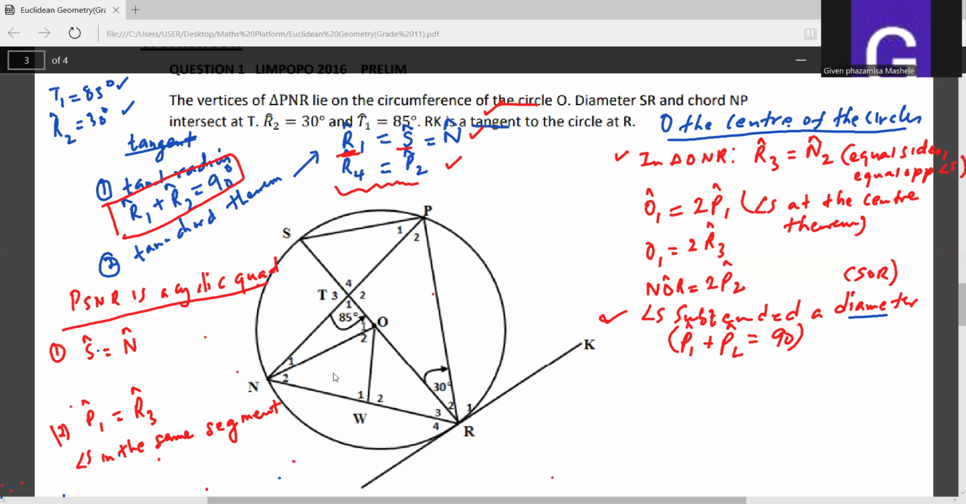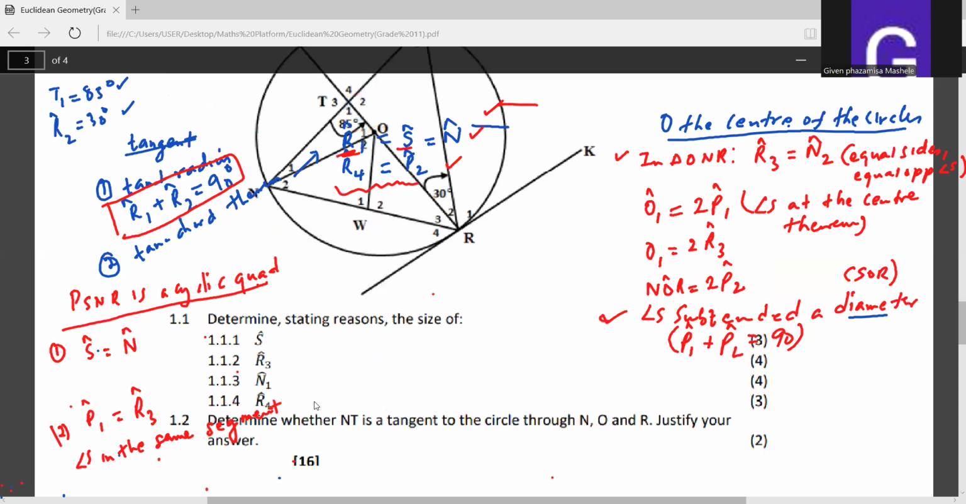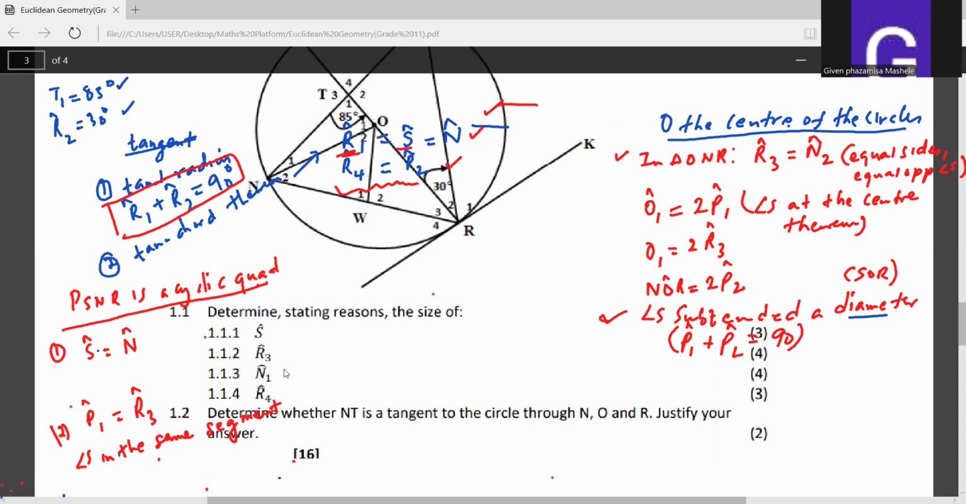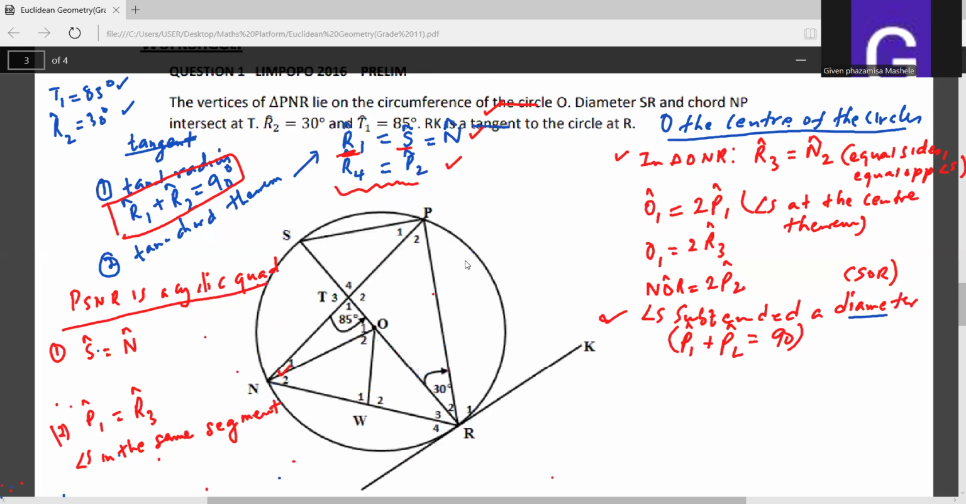We answered 1.1.1 and 1.1.2. Now we have to go through 1.1.3. It wants us to determine angle N1 only, just N1. Now, let us go through the question and try to answer it for the size of N1 with reasons.